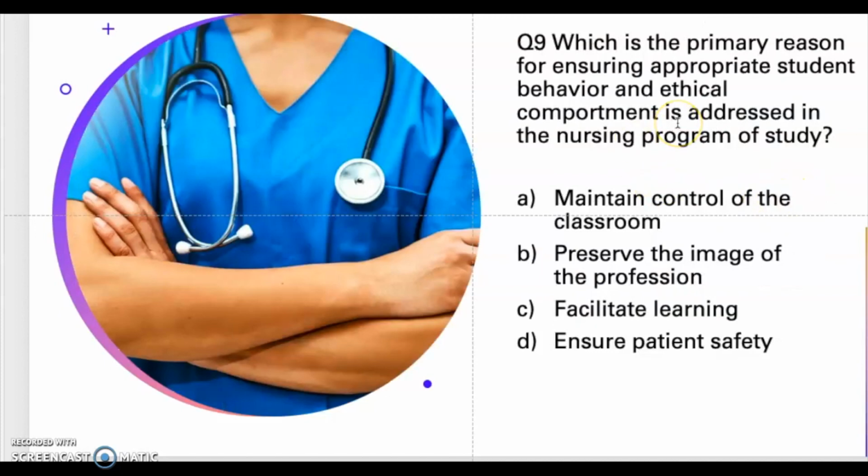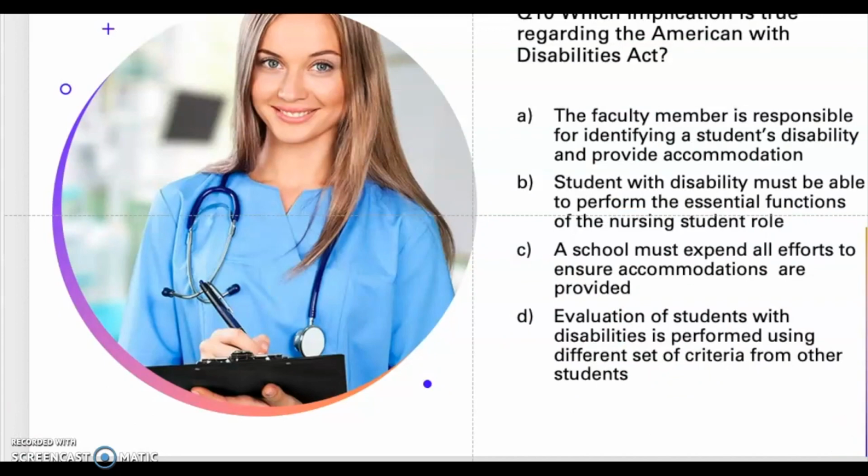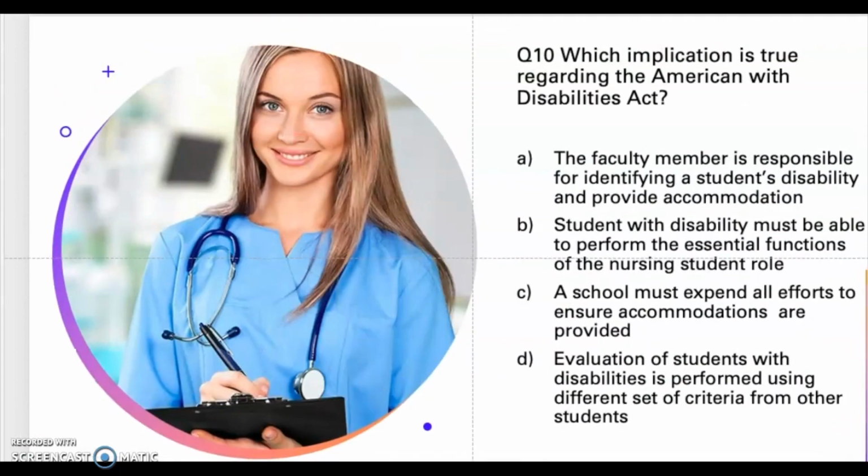Question number 9. Which is the primary reason for ensuring appropriate student behavior and ethical comportment in addressing the nursing program of study? So think about this one. A. Maintain control of the classroom. B. Preserve the image of the profession. C. Facilitate learning. D. Ensure patient safety. So the correct answer for this question is D, ensuring patient safety.